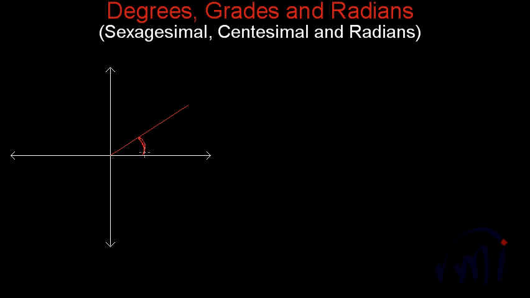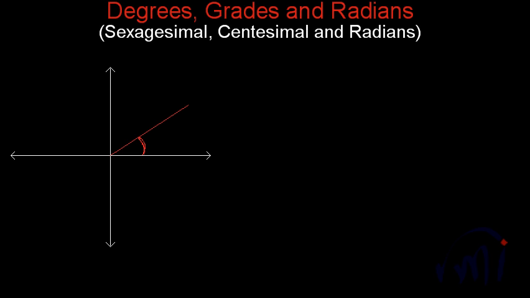This tells us about the turn the person has taken. Originally he was looking in this direction and now he is looking in this direction. That means he has taken a turn which allows him to change the direction of his view. So this is called the angle.